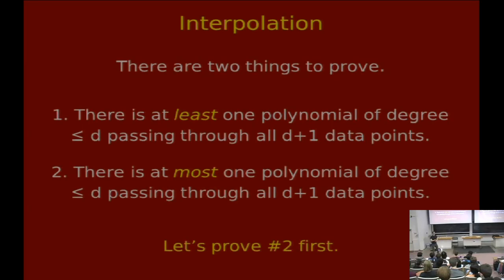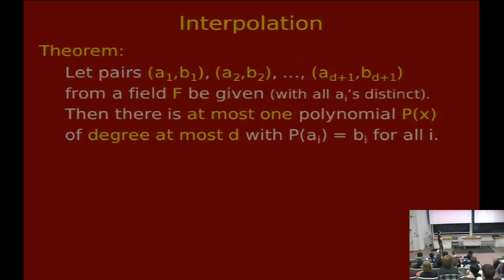It's a little weird when you don't even have the confidence that some polynomial exists to try to show that there's at most one, but let's do it anyway. So I want to show there's at most one polynomial of degree at most d you can fit to the data. I wrote the theorem here. Let's say we have d plus 1 pairs from a field. All the ai's are distinct. I want to show there's at most one polynomial with degree at most d that has p of ai equals bi for each i.